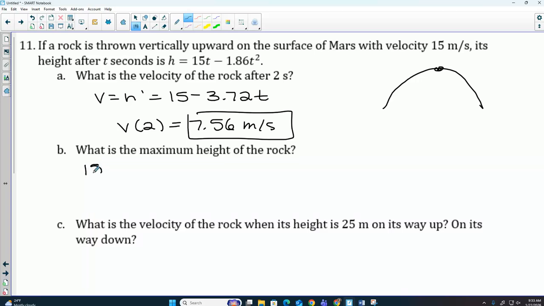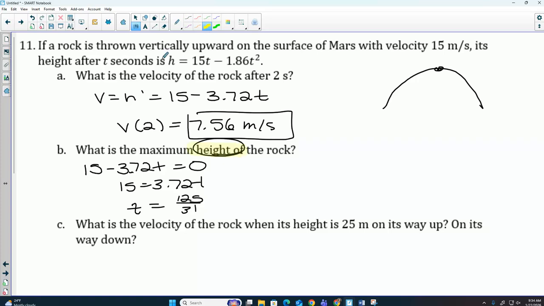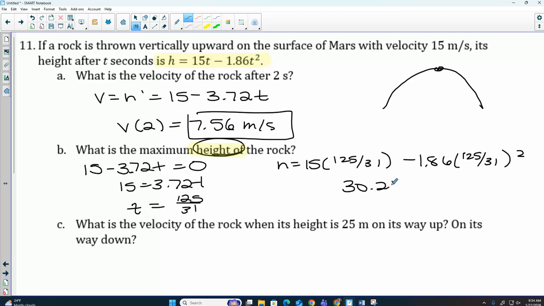So my derivative, 15 minus 3.72t equals 0. And you get a beautiful 125 over 31? That's the time, but I wanted the height. So if I ask for height, you have to put it into your height function. And that should give you 30.24 meters.